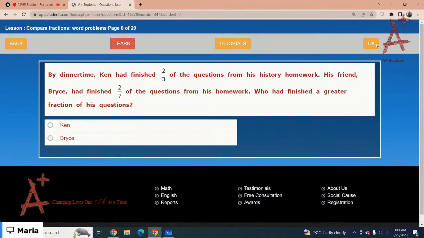By dinner time, Ken had finished two-thirds of the questions from his history homework. His friend Brace has finished two-sevenths of the questions from his homework. Who had finished a greater fraction of his questions? Which is the correct option?